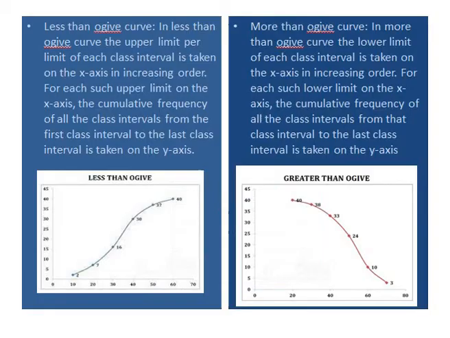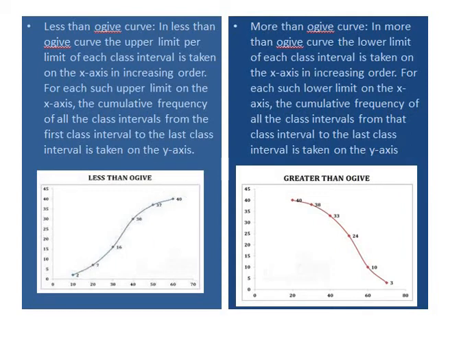So we know that less than ogive means it is the upper limit. That is, in each class interval there will be an upper limit for each class. So the upper limit of each class is taken on your x-axis, and your points will be marked on your y-axis. So like that, when we draw, we will be having an ogive like this.